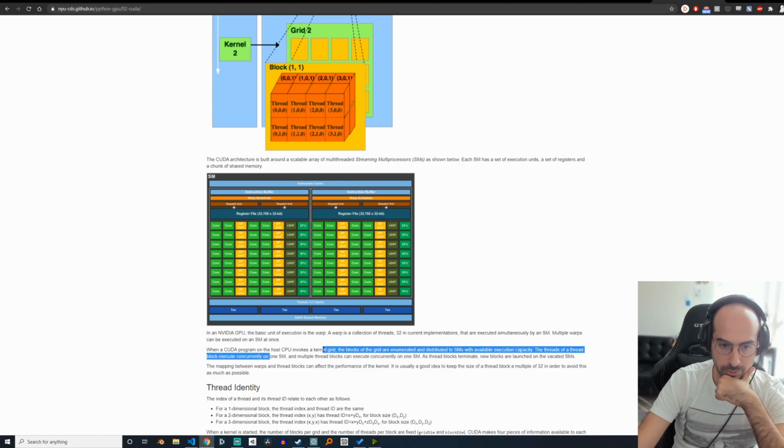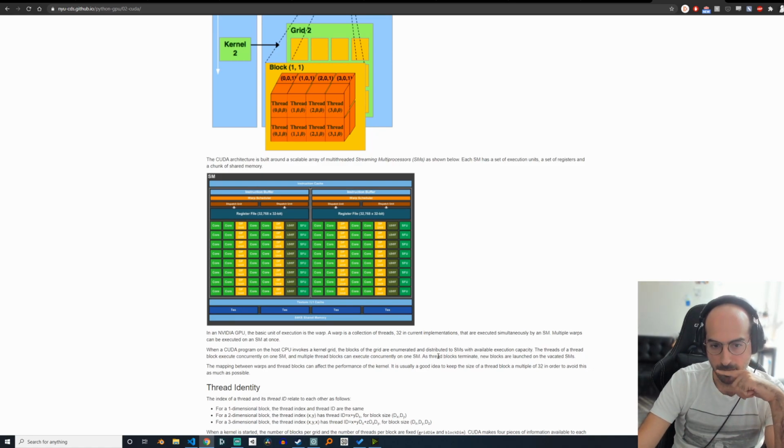When a CUDA program on the host CPU invokes a kernel grid, the blocks of the grid are enumerated and distributed to SMs with available execution capacity. The threads of a thread block execute concurrently on one streaming multiprocessor, and multiple thread blocks can execute concurrently on one. As thread blocks terminate, new blocks are launched onto the vacated streaming multiprocessors.